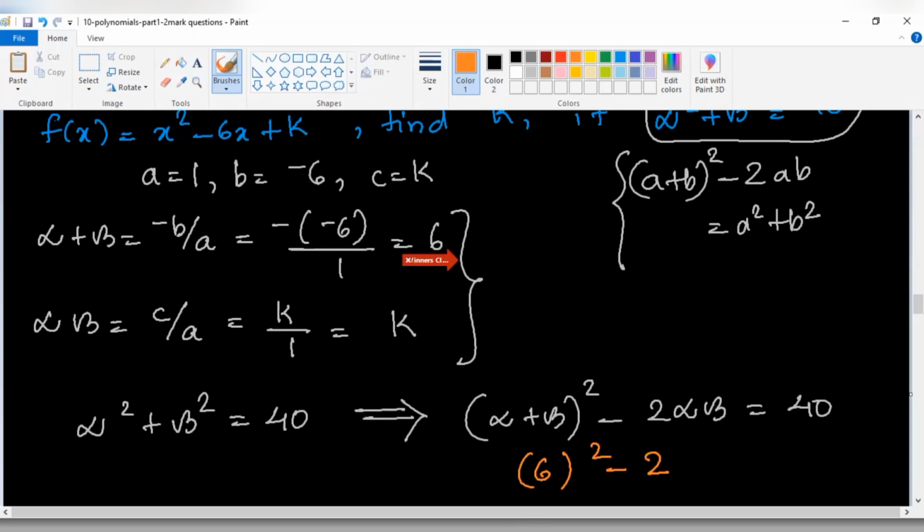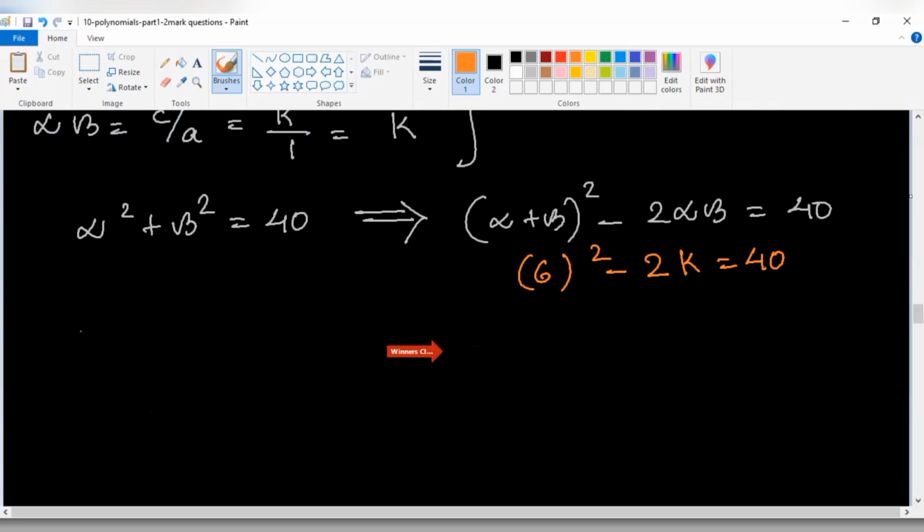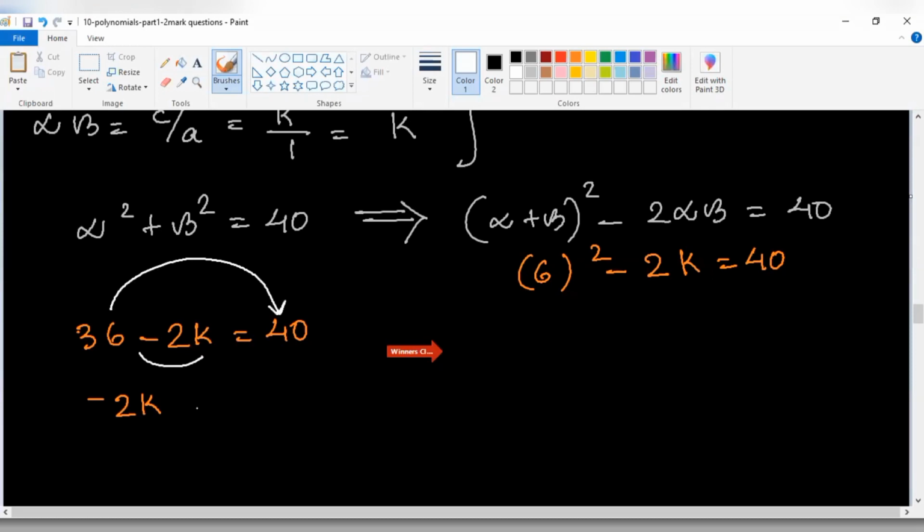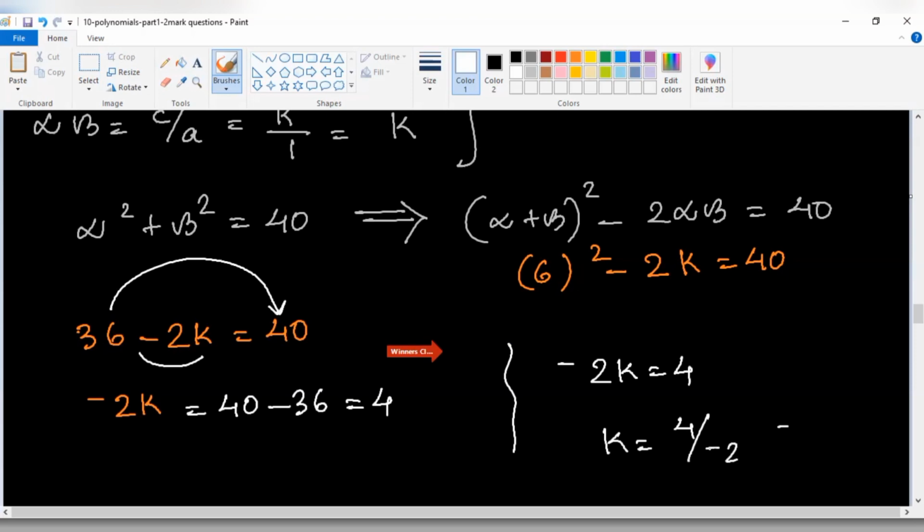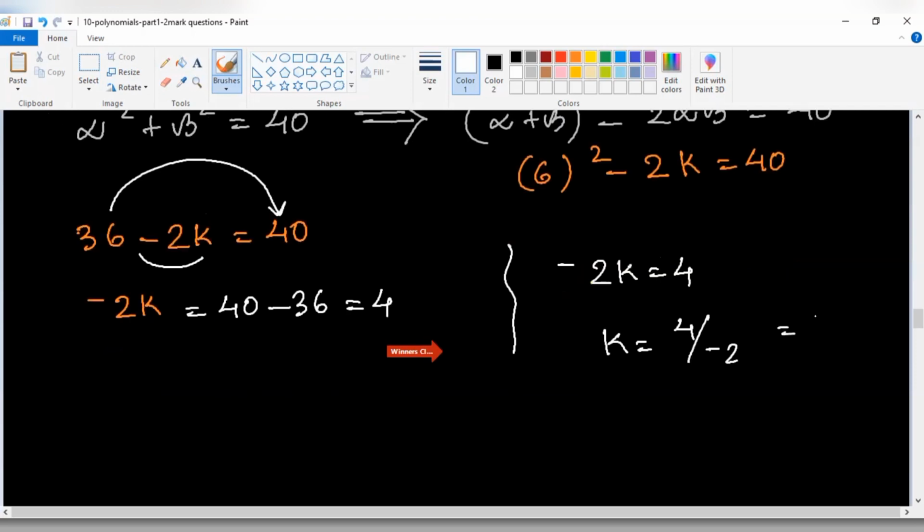So 2k is equal to 40. Now 6 square is 36, minus 2k is equal to 40. So minus 2k is here and we have to take this 36 to the other side. So it will become 40 minus 36, that is 4. So minus 2k is 4, so k is 4 by -2. That is the final answer, the value of k is -2.